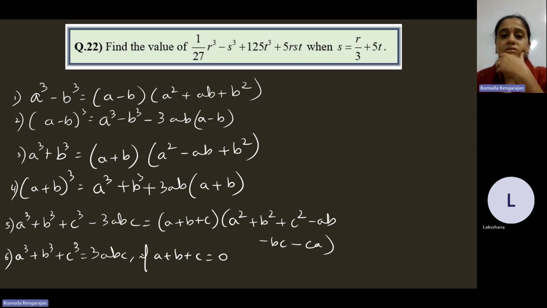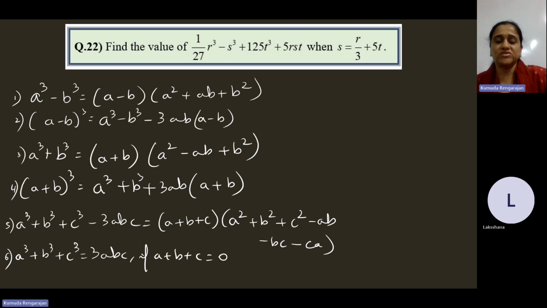Now look at the expression in the question. How many terms? 4 terms. How many perfect cubes? 3 perfect cubes. So which identity? 1, 2, 3, 4, 5, 6. Which one? The fifth one.